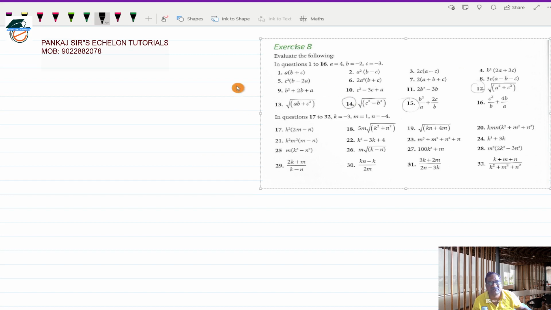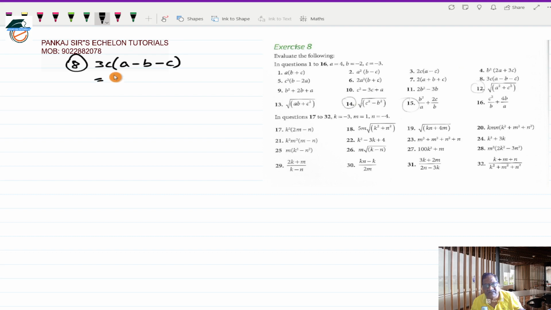Question number 8 is 3c times (a minus b minus c). So for c, the value is minus 3, so I'll take minus 3.